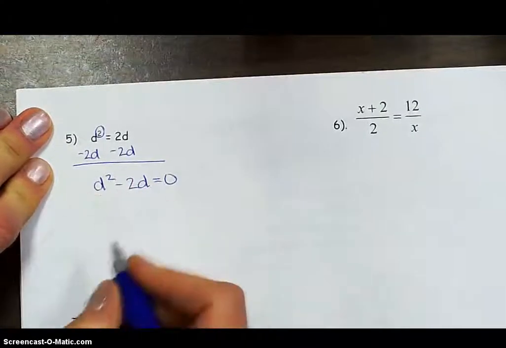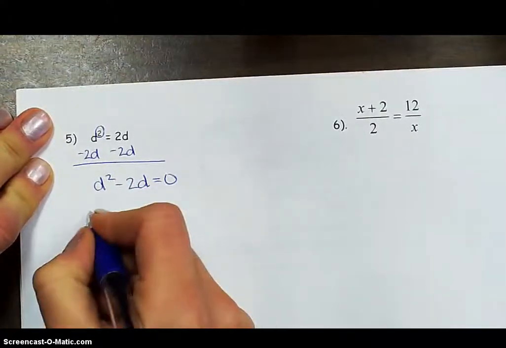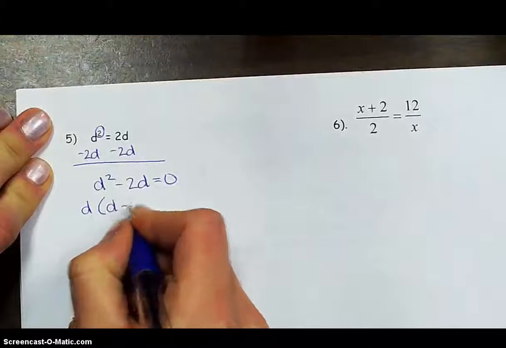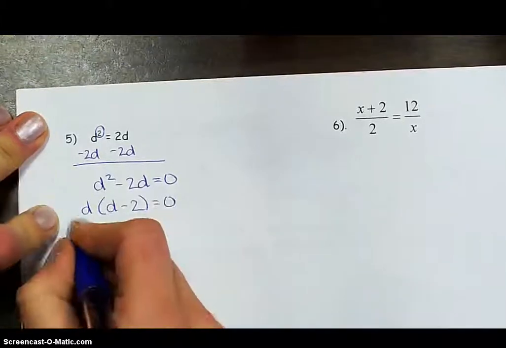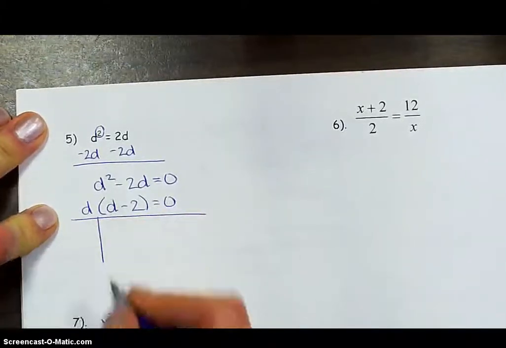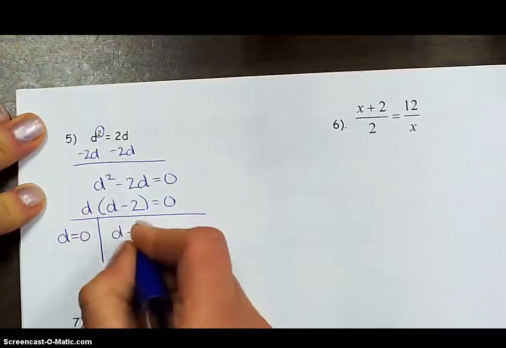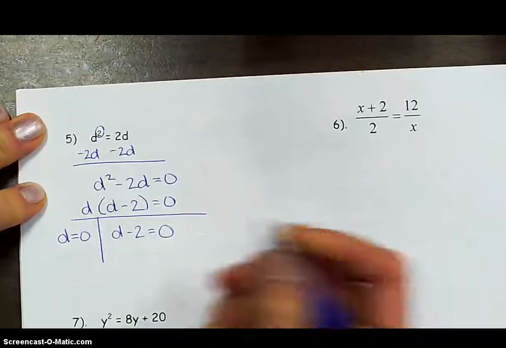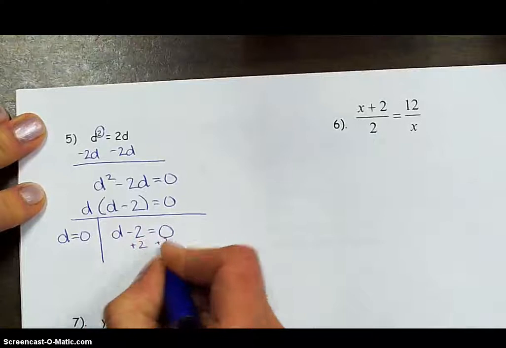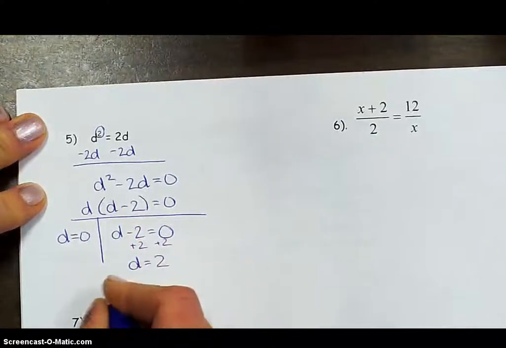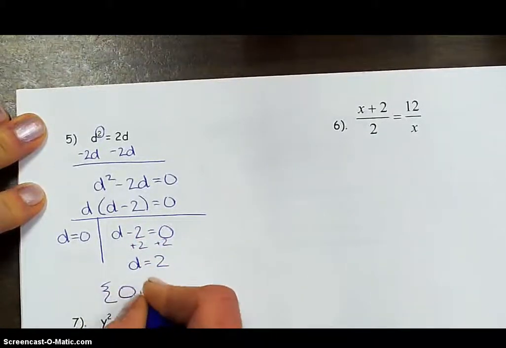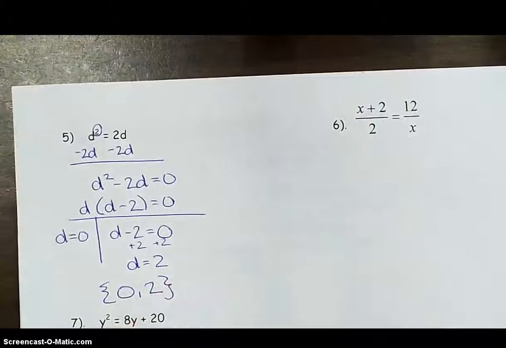And we're going to solve using GCF. So d minus 2 equals 0. And then we can tee it up. So we get d equals 0. That's your first part. And your second part is d minus 2 equals 0. And then you transpose the 2. And d is equal to 2. So your two solutions here are 0 and 2.